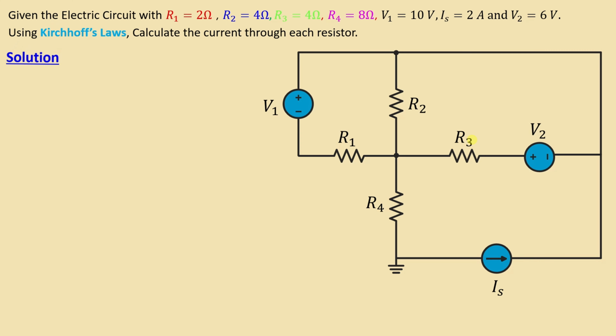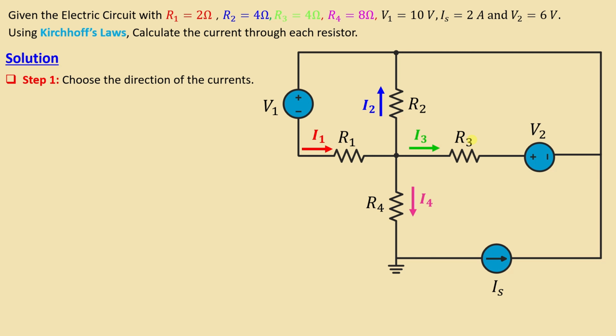Let's go to the solution. We always start with step number 1, which is to choose the direction of the currents. This is I1, the current through R1, I2 the current through R2, I3 the current through the resistor R3, and I4 the current through the resistor R4. And we know that the current in this branch is I1 minus I2.